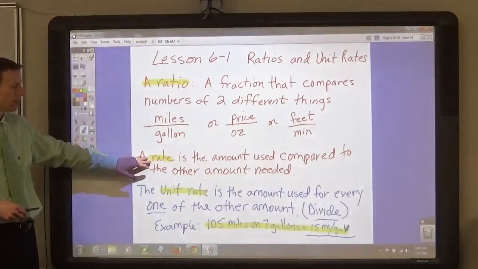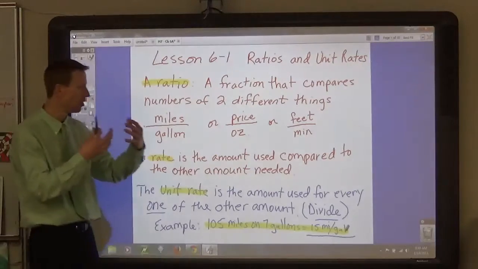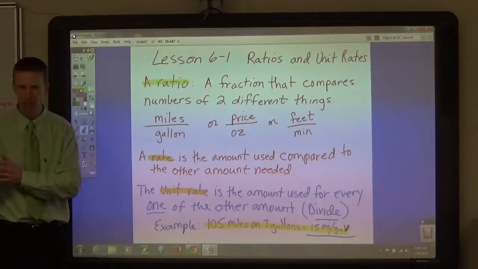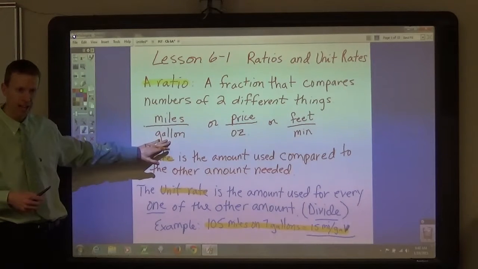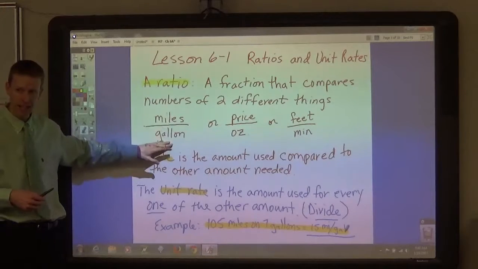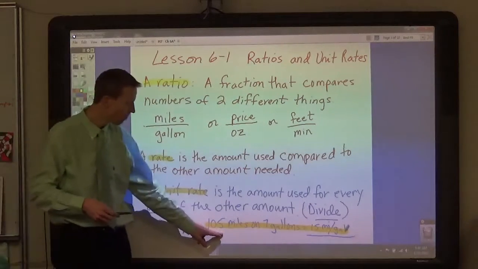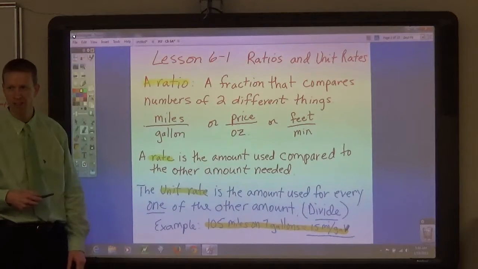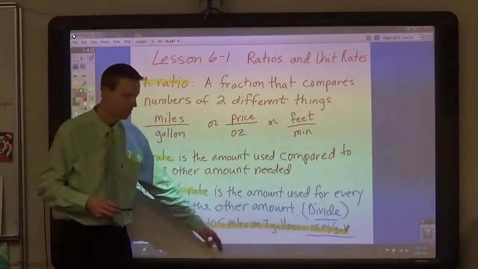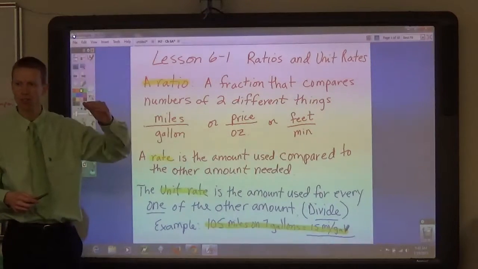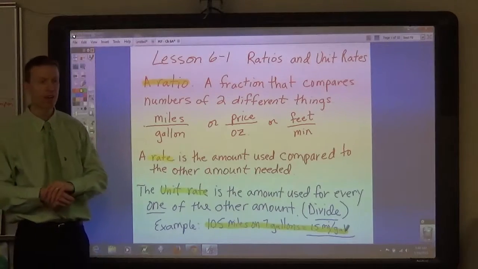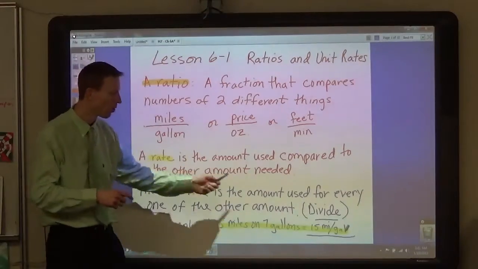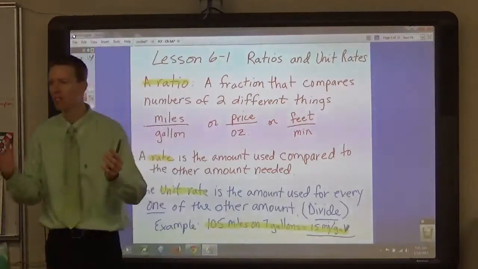Now, a rate has to do with how much is used compared to how much of the other thing that you need. If we're talking about miles per gallon, if you go 105 miles on 7 gallons of gas, that is a rate. 105 miles over 7 gallons. Then you can find the unit rate. The unit rate always compares how much per 1 of whatever is in the denominator.